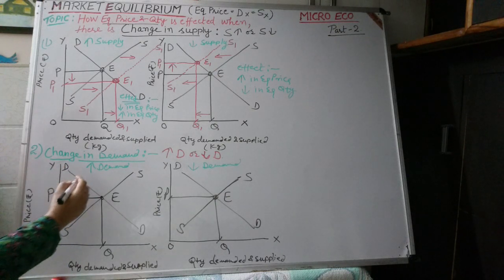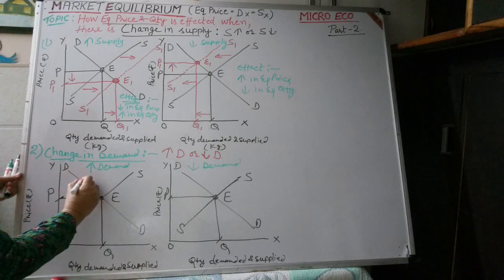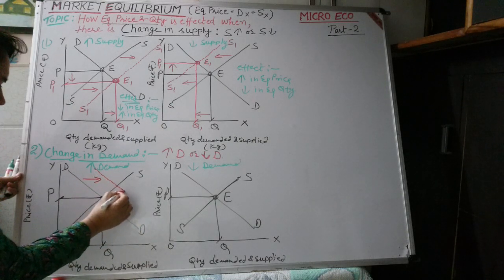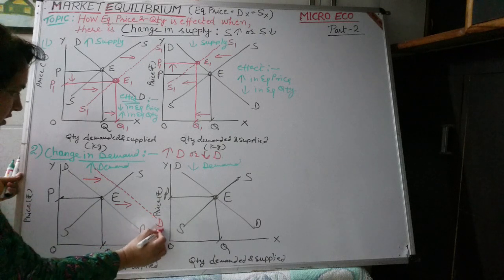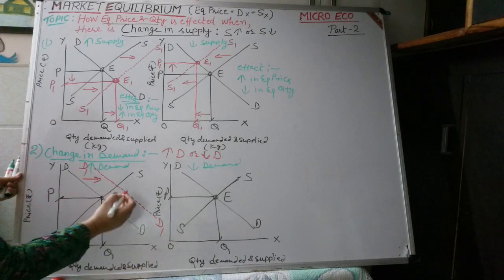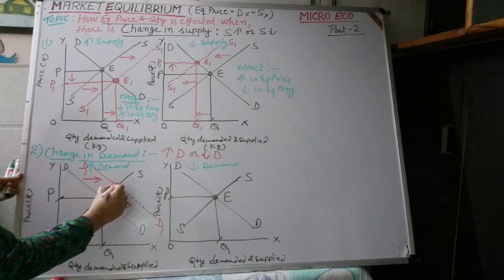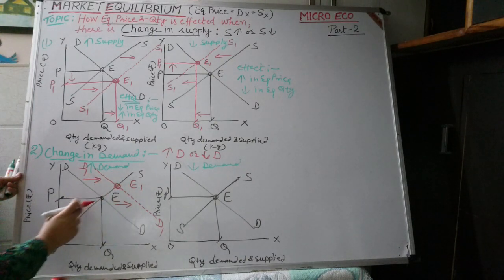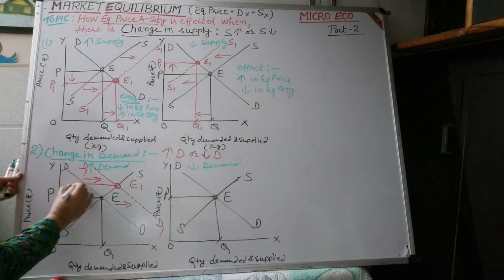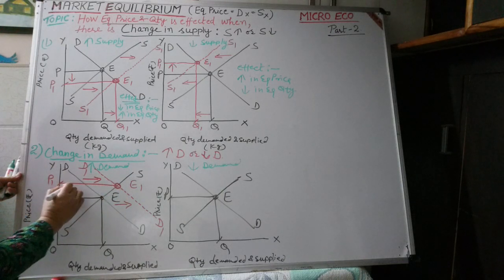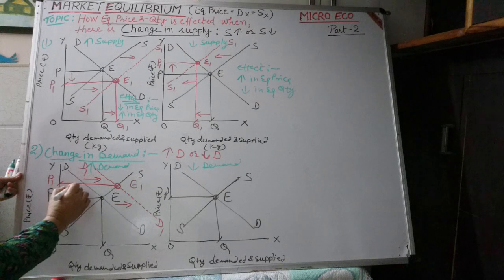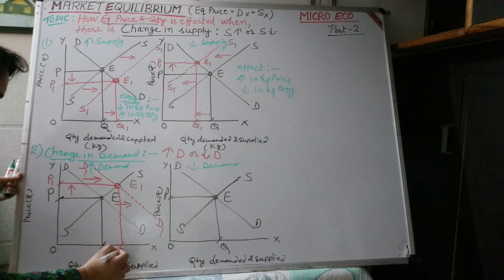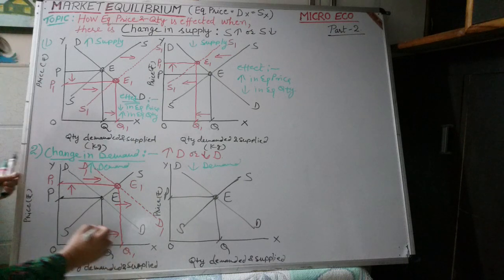First of all increase in demand. Demand curve shifts towards right hand side from DD to D1. New equilibrium point will be E1 with the help of D1 and SS supply curve. New equilibrium price will be P1. Equilibrium price will increase from P to P1 and equilibrium quantity will also increase from Q to Q1.